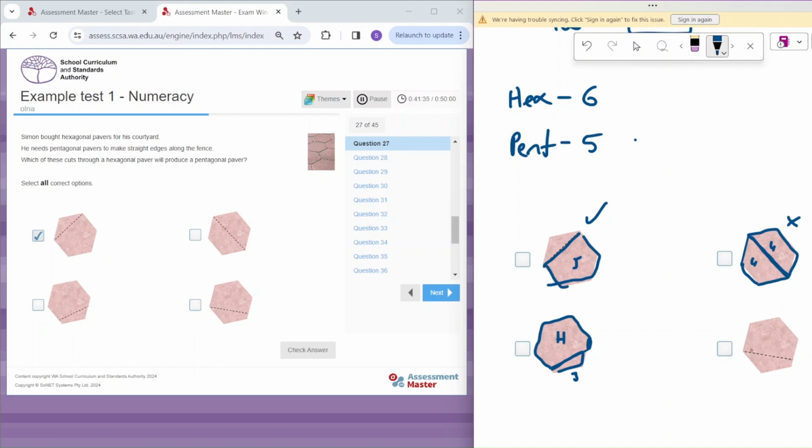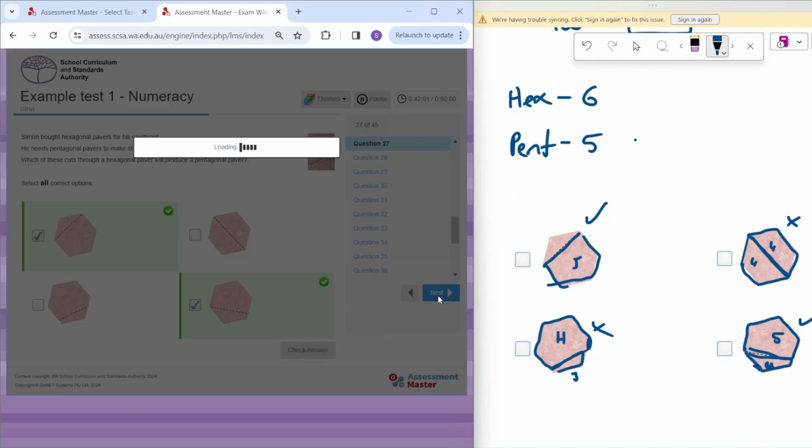Okay. This one, we cut here. We've got 1, 2, 3, 4, 5. So that's made a pentagon. And this one's just a 1, 2, 3, 4. That's a quadrilateral. This one's a pentagon. But it's still made a pentagon. So we can tick it because it made a pentagon and we can click it over here. Check, correct, and next.